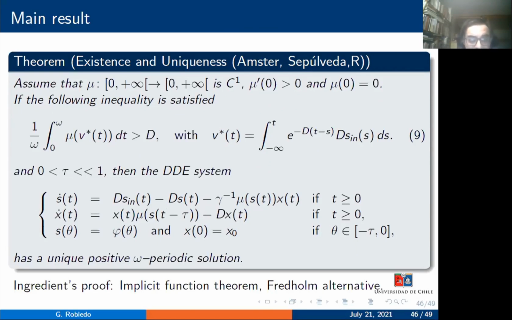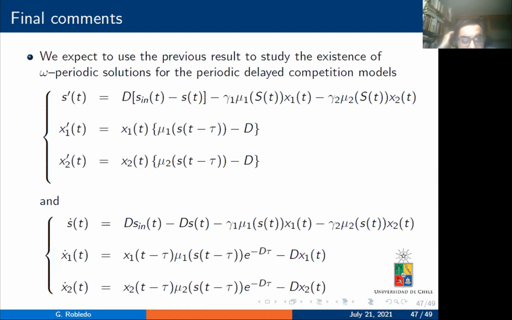We are thinking about how to do it, but we expect to use this result in order to study these two periodic models. As you can see, they are periodic models for competition. This is a periodic model with competition in the Caperon sense, and this is a periodic model of competition from an Eller-Meyer approach. We think that the previous results will help us to study these two works.